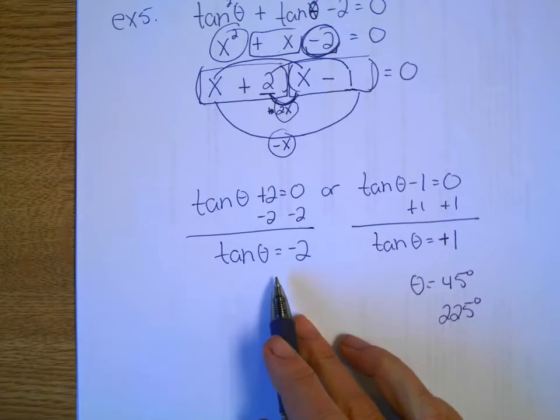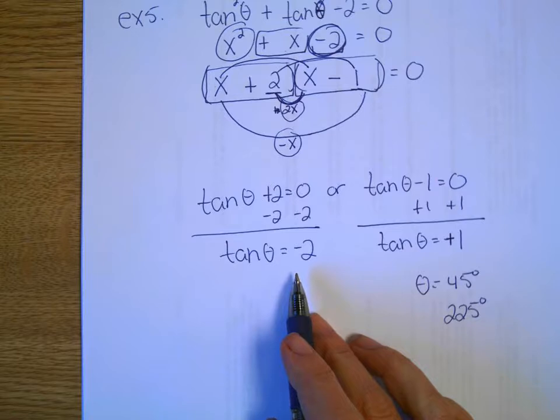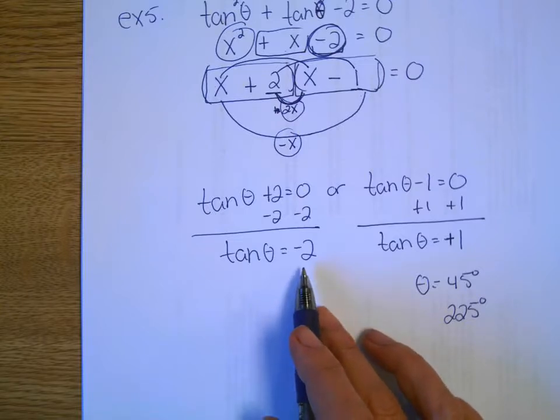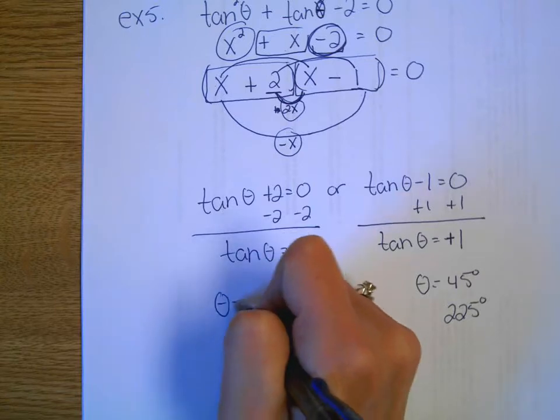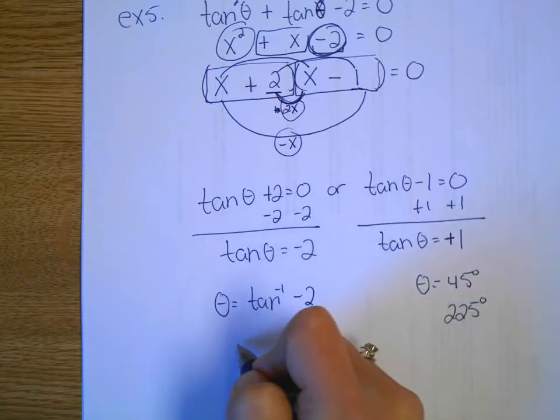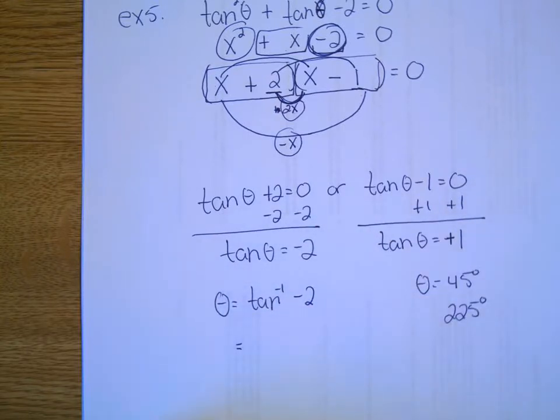Okay. Does tangent equal negative 2 anywhere on that circle sheet? No. But it does equal negative 2 somewhere. 315 and then 135? No, that looks like negative 1 to me, not negative 2. You have to pick up a calculator here. It's not on your circle sheet, so you have to do an inverse tan of negative 2. What's the inverse tan of negative 2?